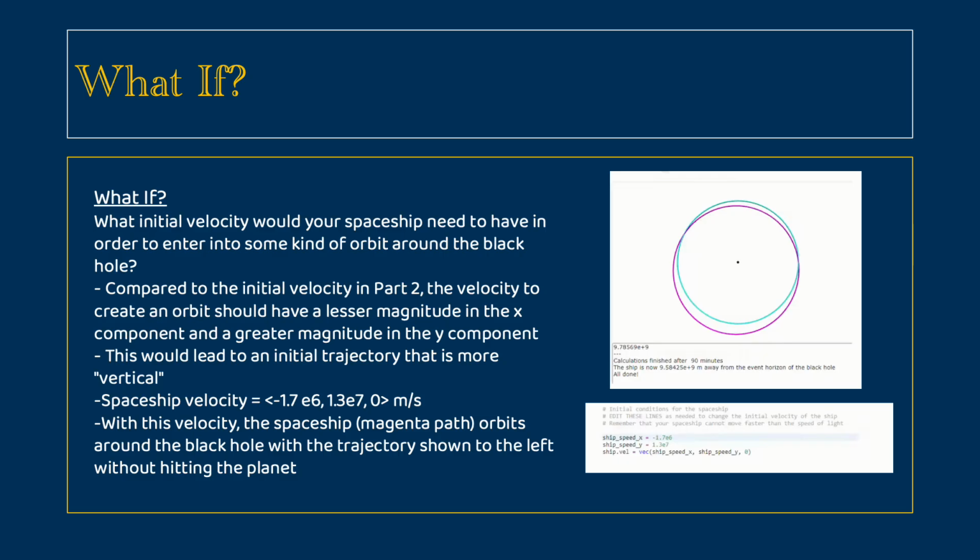What if? What initial velocity would your spaceship need to have in order to enter into some kind of orbit around the black hole? So compared to the initial velocity in part 2, the velocity to create an orbit should have a lesser magnitude in the x component and a greater magnitude in the y component. This would lead to an initial trajectory that is more vertical. So as we can see, this is my spaceship's velocity. So with this velocity, the spaceship orbits around the black hole with a trajectory shown to the left without hitting the planet. Thank you so much.